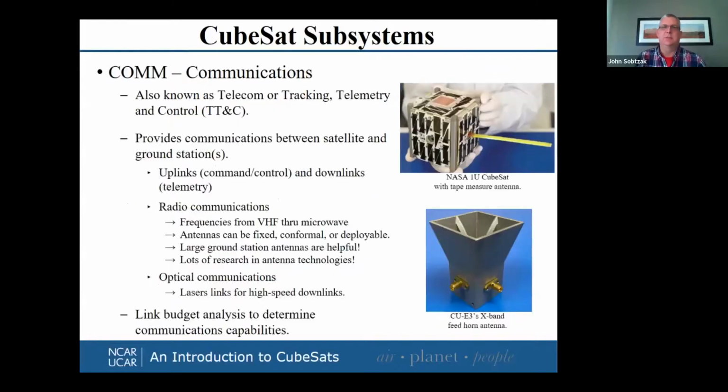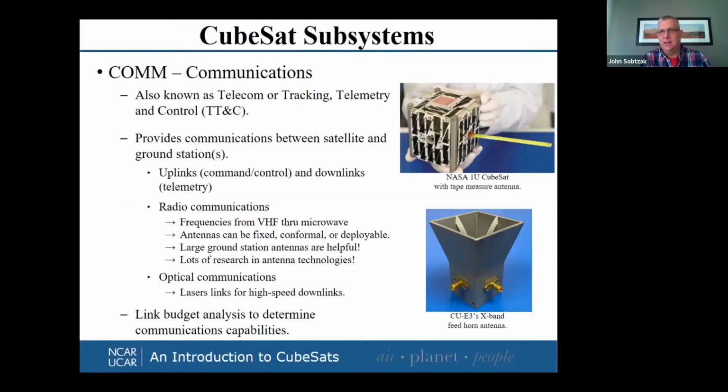The communication subsystem, sometimes people will call it telecom. Some other people refer to it as tracking, telemetry, and control, or TT&C. This is basically how you talk to your satellite from the ground. This is how you command it. This is how you get data back from it.